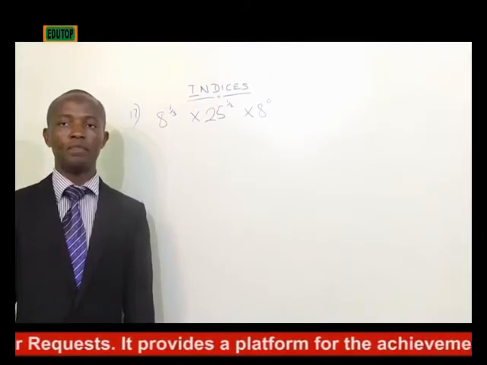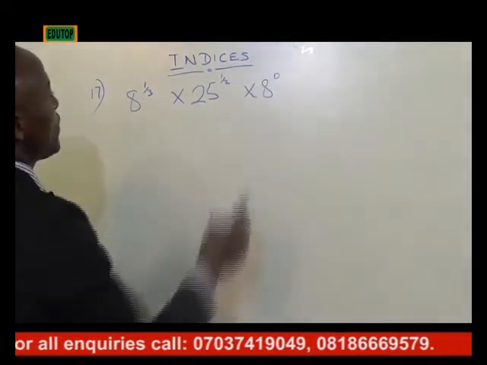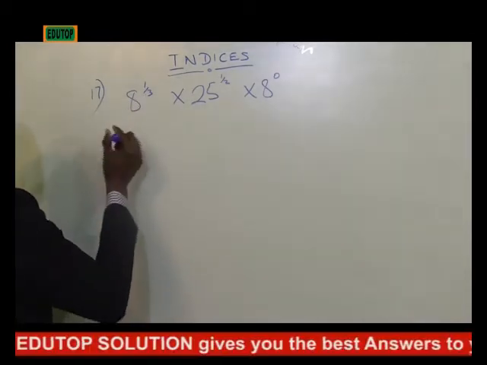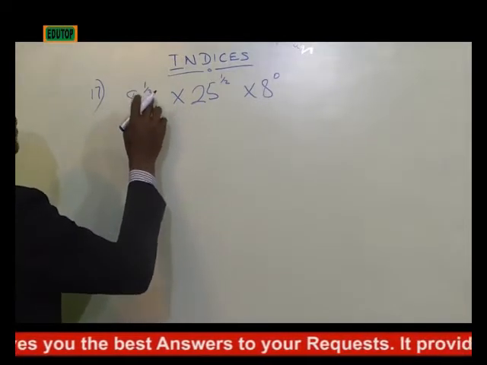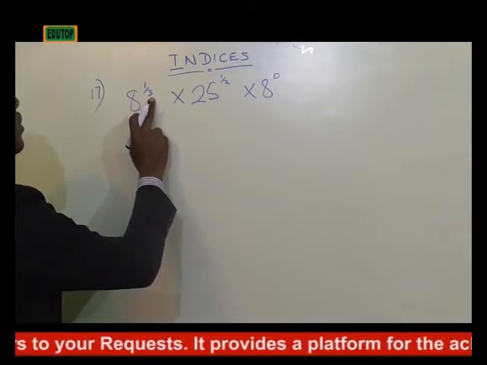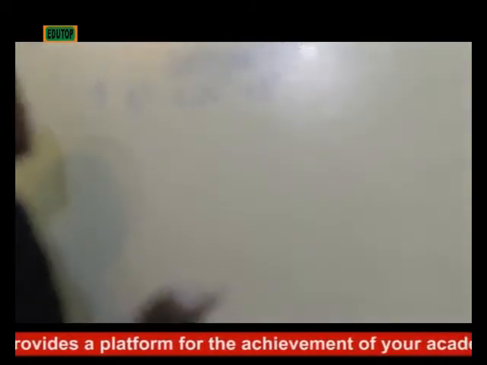Example number 17. Simplify 8 raised to the power 1 over 3 times 25 raised to the power 1 over 2 times 8 raised to the power 0. Here we'll be applying law of indices number 3 and 6. Law number 3 says that anything raised to the power 0 will give us 1. And for law number 6, any 1 all over 3, this 3, our denominator, is our root. We'll use it in getting our root, and the 1 is just our power.